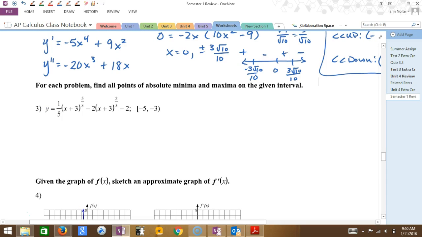Minima and maxima. Okay, so what are we looking for here? Absolute mins and maxes. Extrema. Okay, so we're looking for the max and min. Notice that we have an interval this time. Remember that when you have a given interval between negative 5 and 3, notice that it's not including the value of 3. That'll be interesting. You have to test those endpoints.